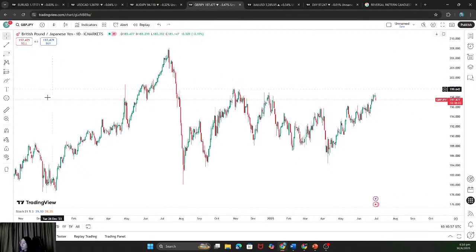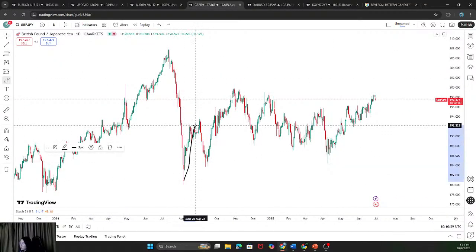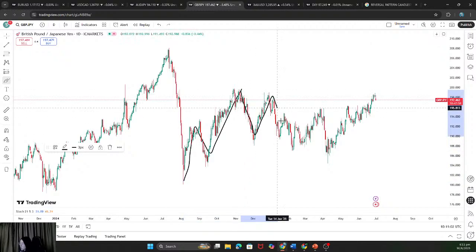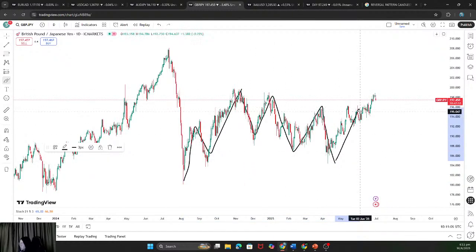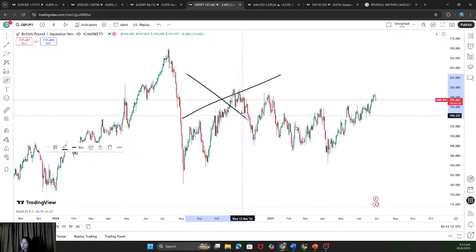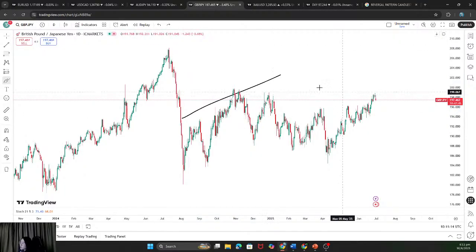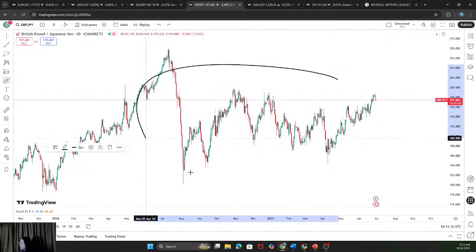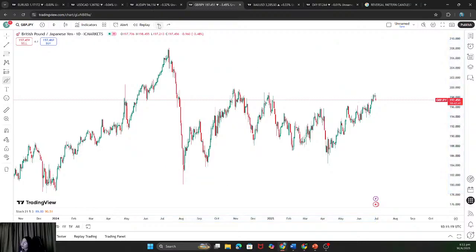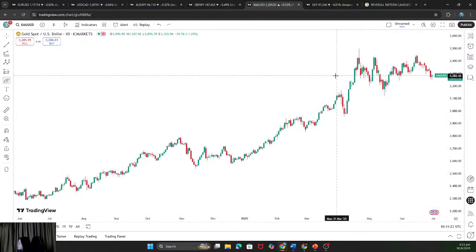GBP JPY going sideways. One, two, and then three. Okay, cool. We are not going to do GBP JPY. Price is going sideways. We do not want to play this market. It's a dangerous market to play. We want to play trending markets.